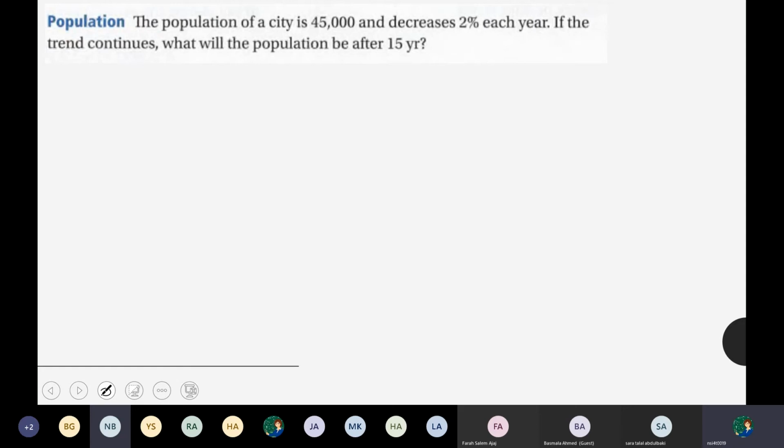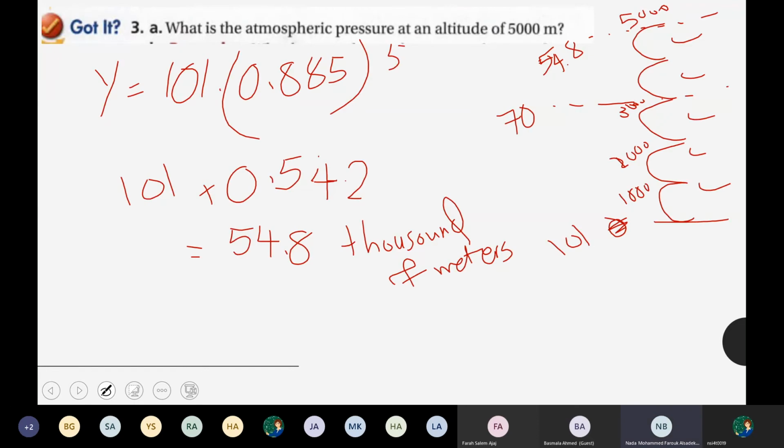Yeah, I have a question. Yes. What is the answer of Gata 3 number 8? Gata 3A. It is 54.8.